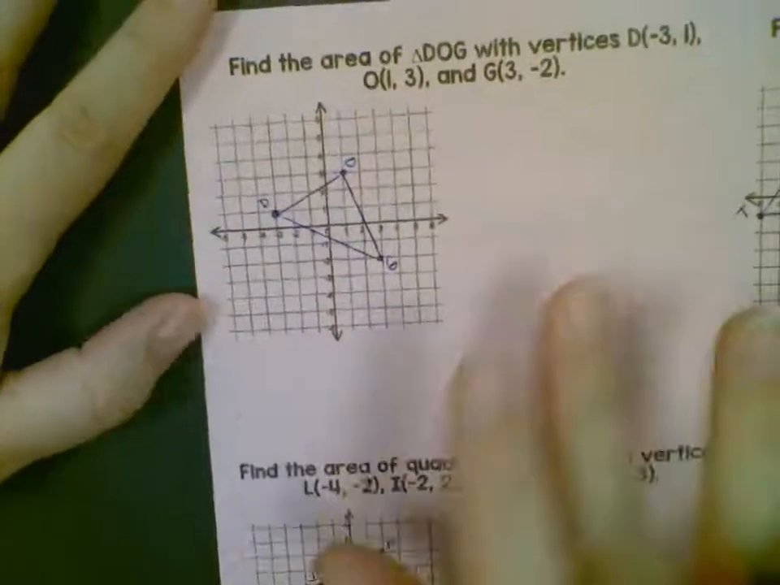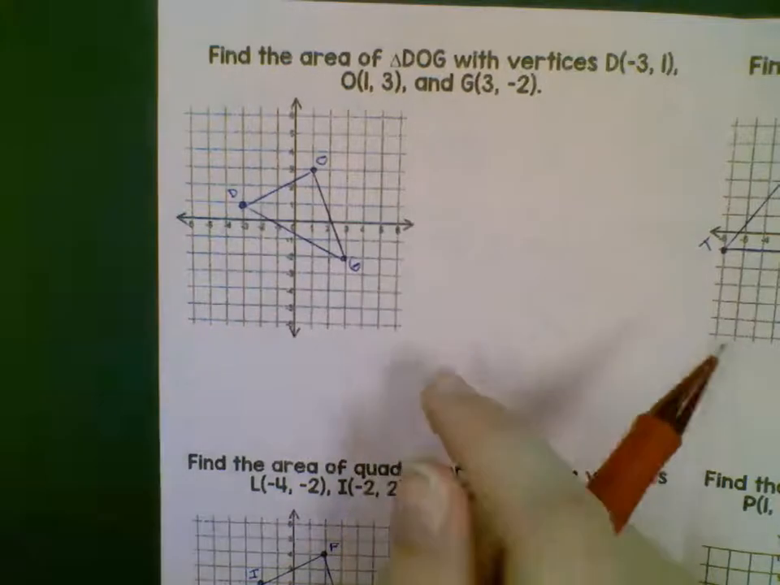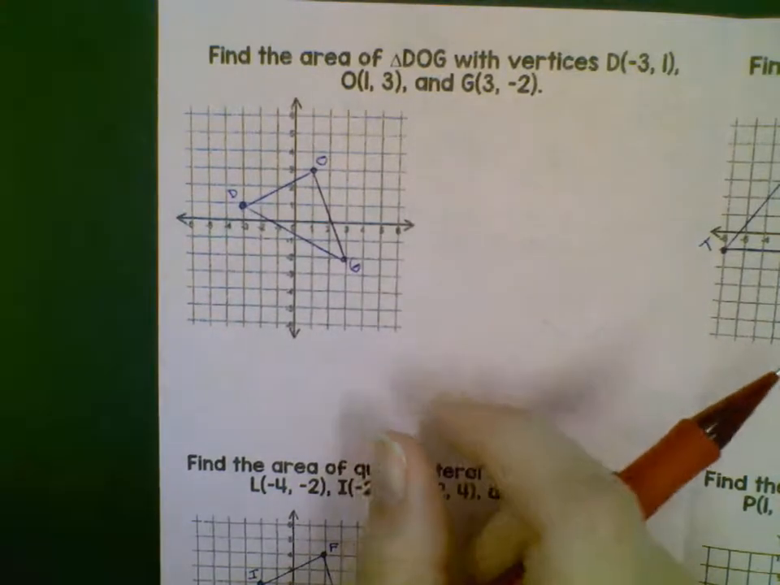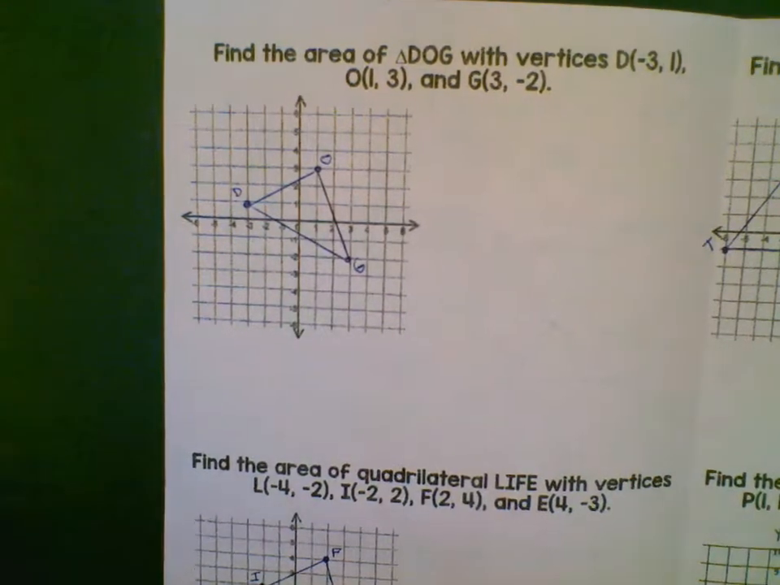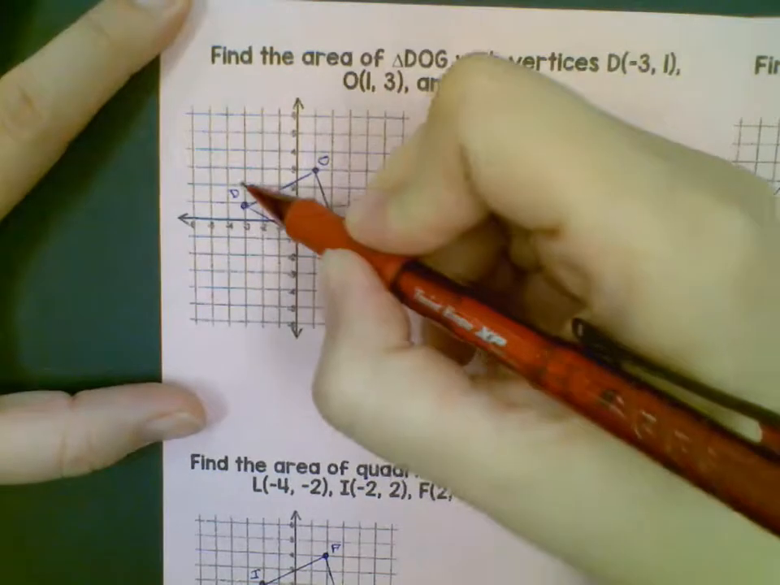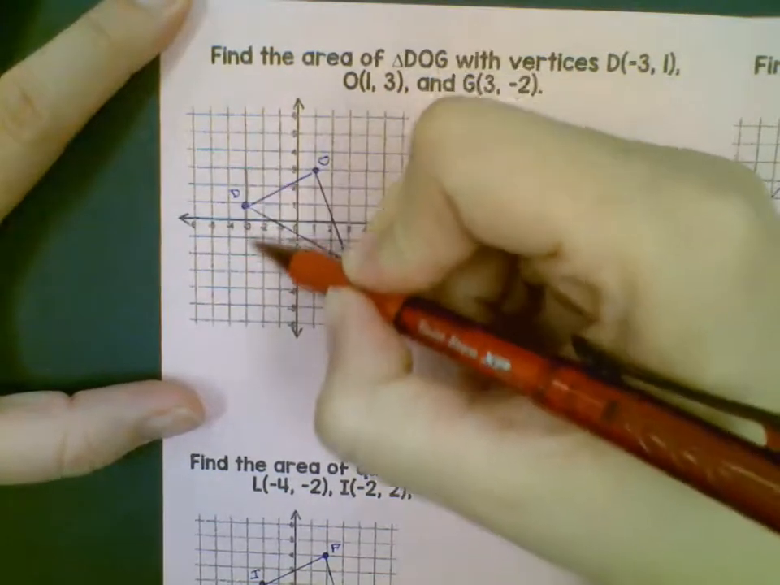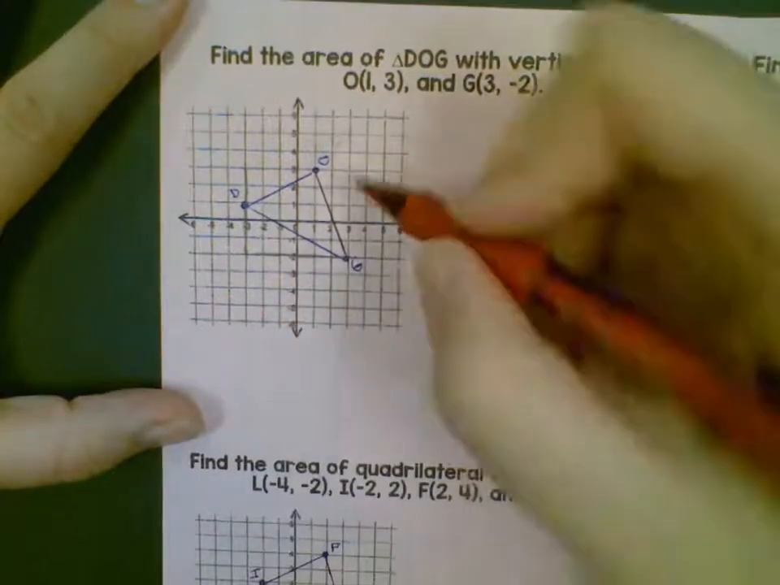So if we take a look at this triangle that we have here, triangle DOG, none of our base or height are horizontal or vertical, so we can't just count them. So when we have shapes like this, we have to kind of manipulate it a little bit to be able to figure it out. So what we're going to do is draw a box around our triangle so that it touches all of the vertices.